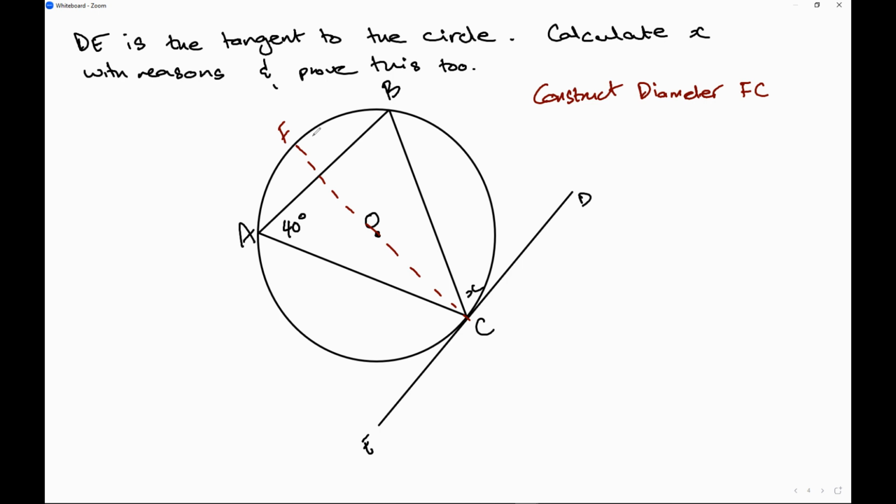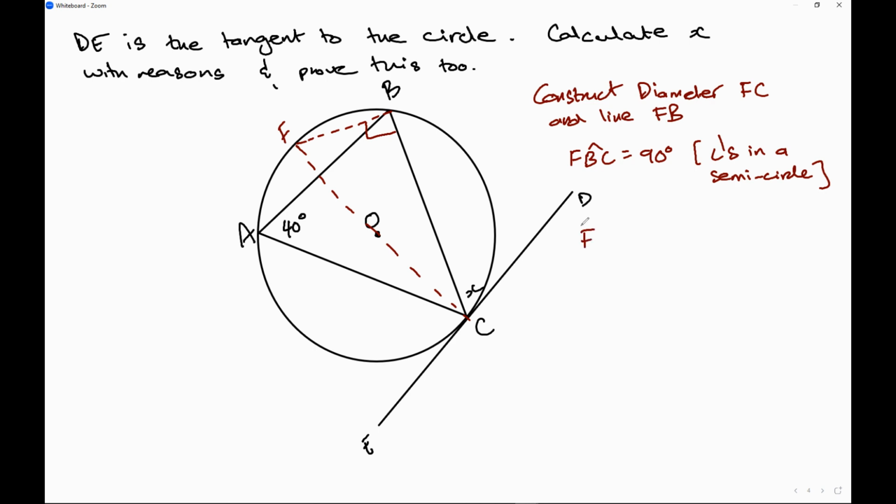Constructing diameter FC and then line FB, or chord FB, which means that angle FBC is equal to 90 degrees. Angle FBC is equal to 90 degrees, and the reason for that is because of angles in a semicircle. Okay? So angle FBC is equal to 90 degrees, angles in a semicircle.